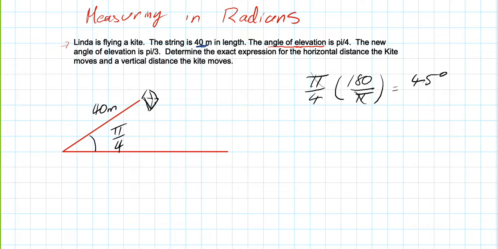But actually, before I do any of that, I should really finish reading the question. It might have nothing to do with what we started here. The new angle of elevation is pi over 3. Okay, so wind blows. We get a new angle of elevation. Here's a quick question. Do we know if that angle put the kite higher or lower? Higher. Is it higher, you think? Yeah. What makes you think it's higher?